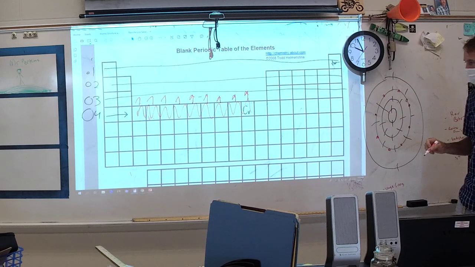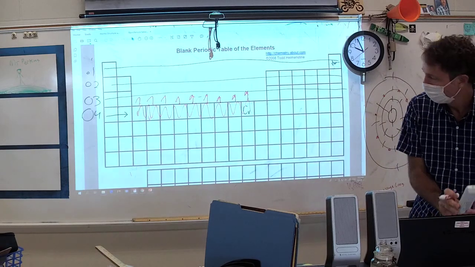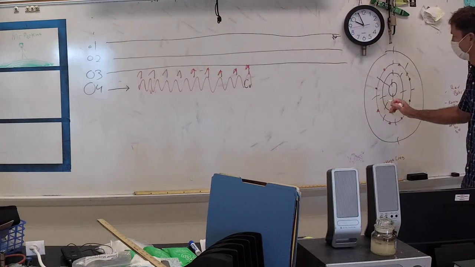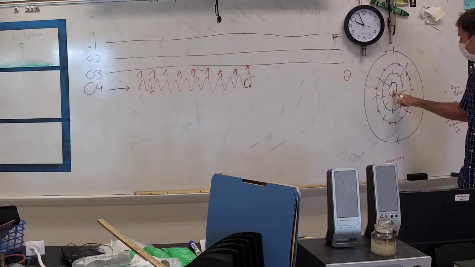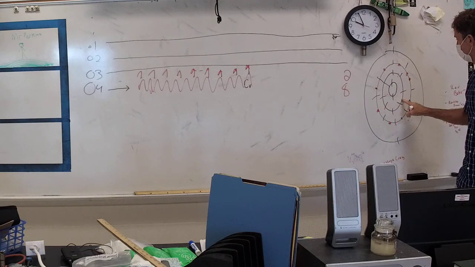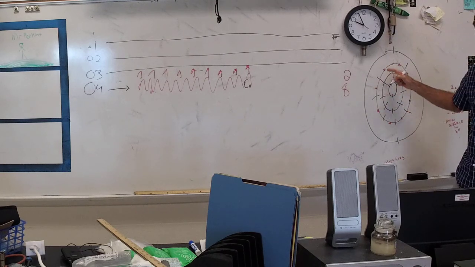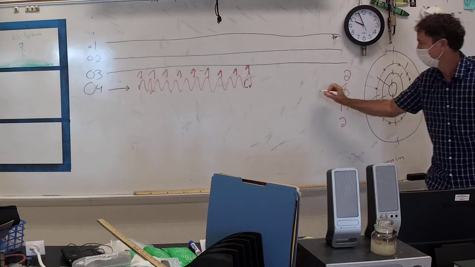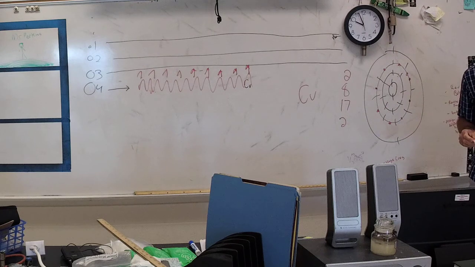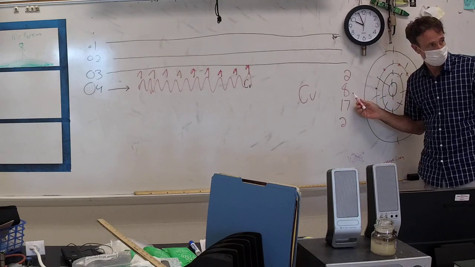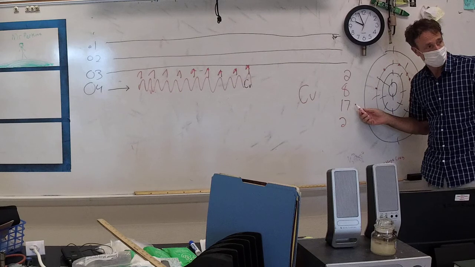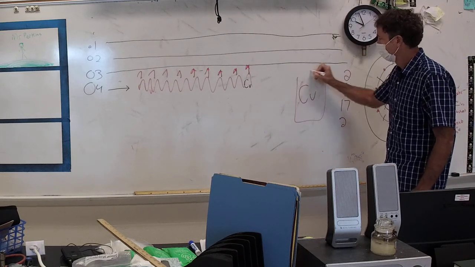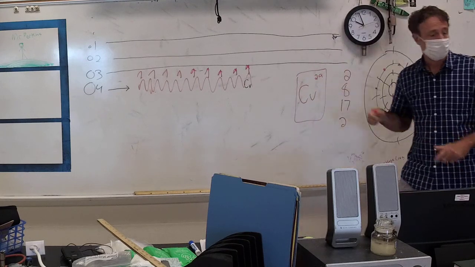So let's do our numbers for this model we just built. 2, 8. We've got 9 extra here. So 17 and 2. That's going to be copper. Let's check and see if we're right. 2 plus 8 is 10. Plus 17 is 27. Plus 2 more is 29. Is copper number 29 on the periodic table? Yes. That's how you know you're right.